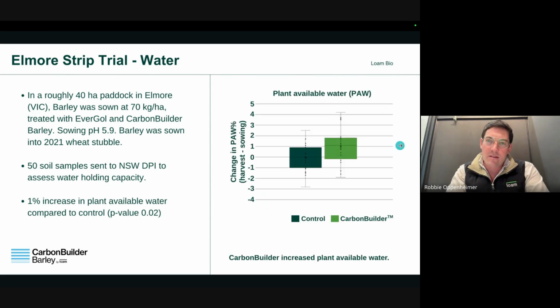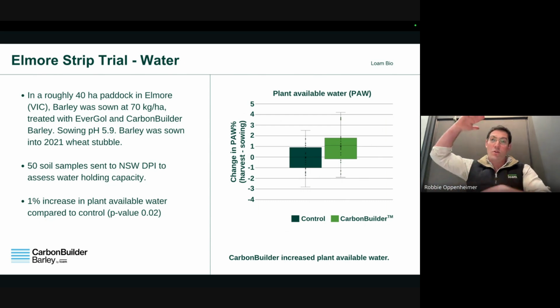In that trial, there was a change in the plant available water in CarbonBuilder treated strips. There was no change in plant available water in the control strips. That 1% increase in plant available water corresponds to effectively an extra 10 mils of rainfall if that occurred all the way through to 1 meter depth.